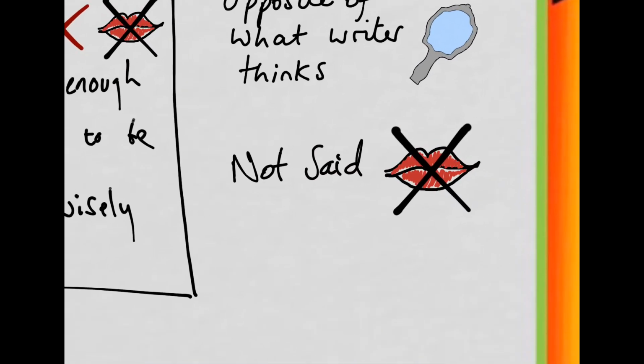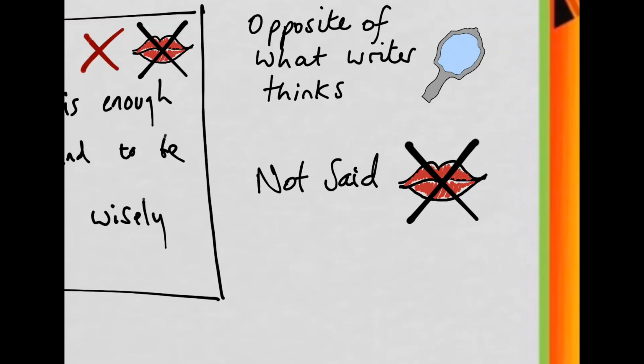Note that in questions where we're asked to draw a conclusion from the passage, the conclusion is always not said. However, when we're asked which option best expresses the main conclusion, the conclusion is always said explicitly in the passage.